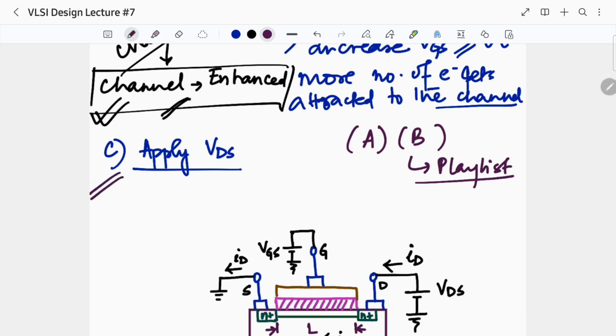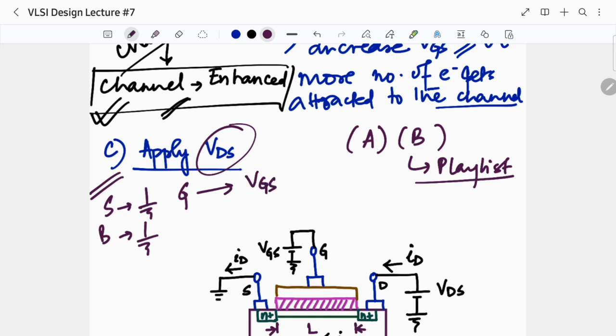It's time for point C, and what does point C say? We are going to apply some other kind of voltage, and that is VDS. Remember one point, our source will always be grounded and the body will always be grounded. So what are the two terminals left out? Gate, wherein we applied VGS, got the channel and enhanced it. The other terminal left out is our drain, and here we are going to see a voltage named VDS. Source is always grounded, voltage is applied at the drain end, and the voltage difference is taken as VDS.